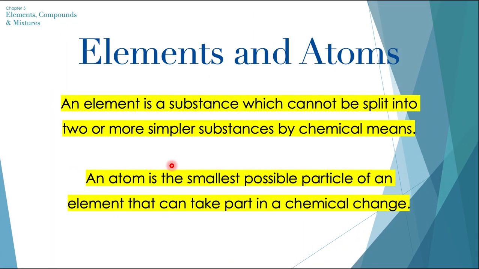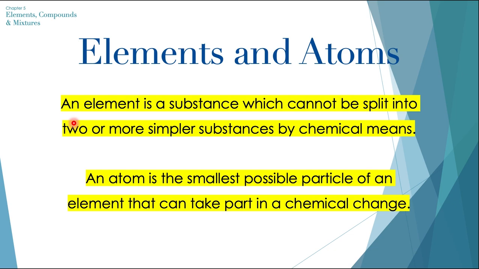So the world we live in is made up of millions of different substances. However, all of these substances are made up of fundamental material called elements. So, here we have the definition of elements. An element is a substance which cannot be split into 2 or more simpler substances by chemical means. Okay? It's the basic substance basically. It cannot be split into anything else.